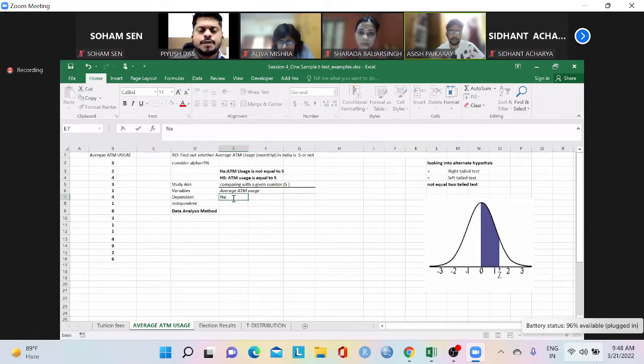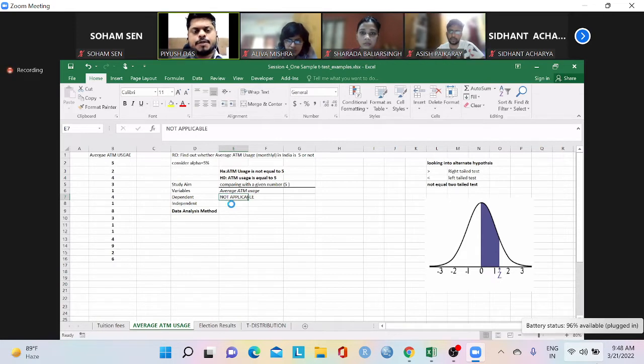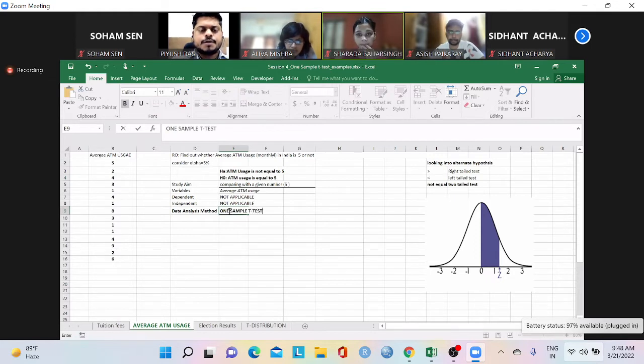Not applicable. We do not have any option of dependent and independent here. Data analysis method, right? So here again, one sample variant, it is, but two-tailed, right? So earlier case we did a right tail test, now it will be two-tailed test, right?